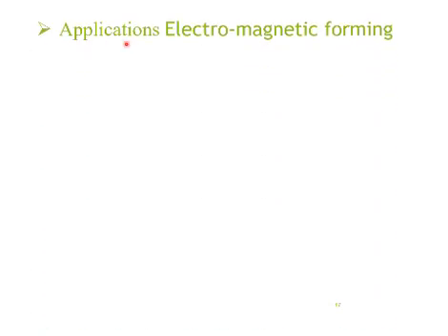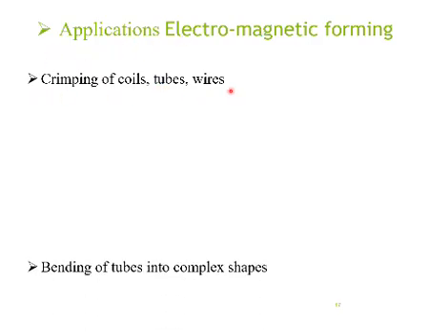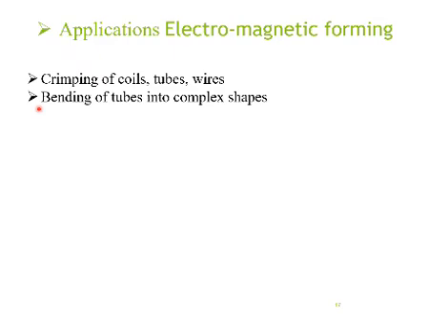Now we see the applications of the electromagnetic forming process. Its application is in crimping of coils, tubes and wire. Its application is in bending of tube into complex shapes. It is also used in bulging of thin tubes.